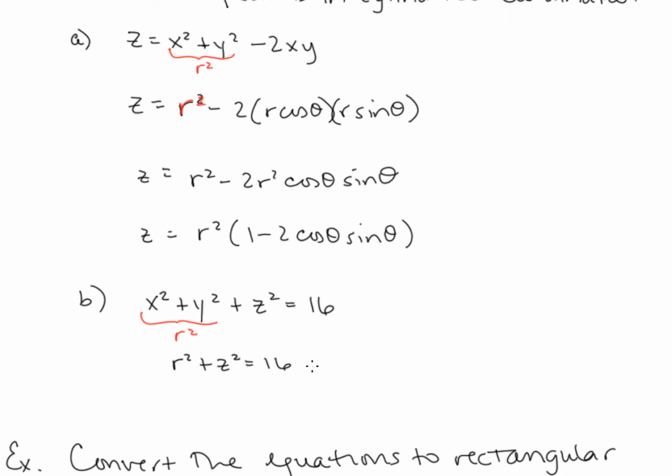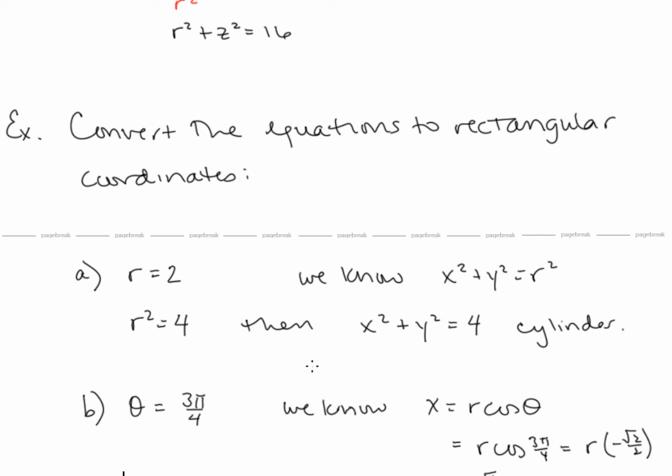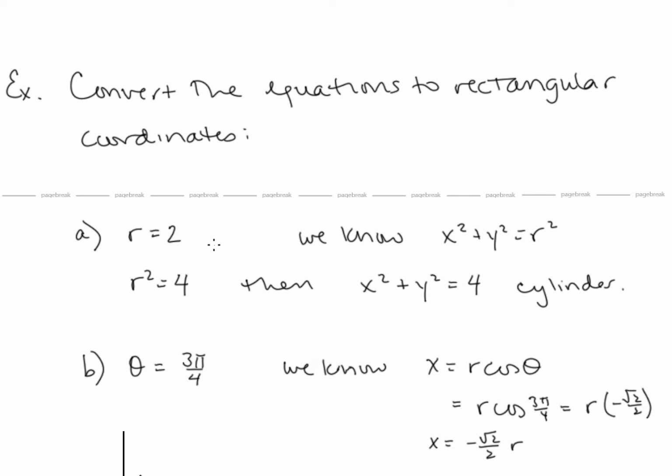Now let's convert these equations to rectangular coordinates. Let's take a look at r is equal to 2. Well, the equations that we have that convert between polar and rectangular coordinates have x squared plus y squared equal to r squared. So let's square both sides here. r squared is equal to 4, and then x squared plus y squared is equal to 4.